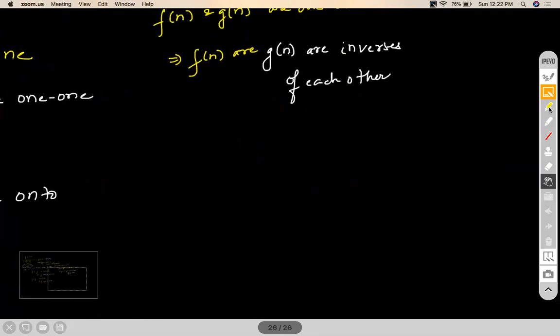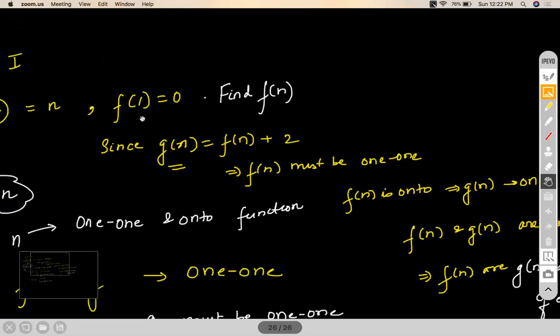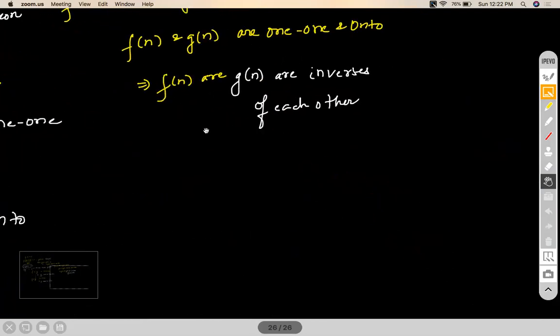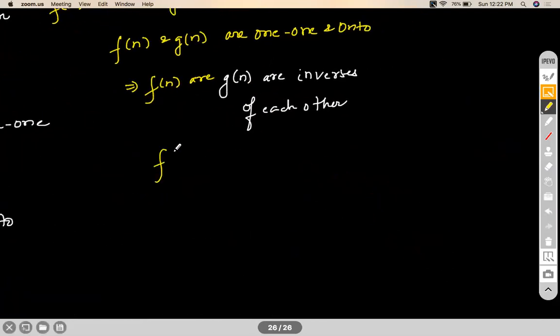Let's go further. Now, it's given to me in the question that f1 is 0. F1 is 0 means what? F0 is 1. Sorry, g0 is 1. Isn't it? Because both the functions are inverses of each other. Am I right? Correct? No. Now, g0 is what?